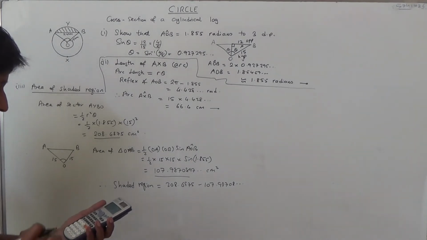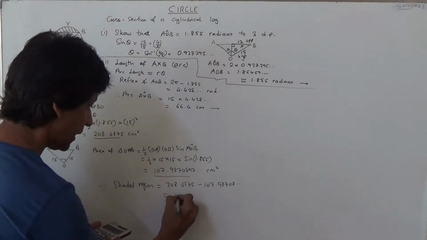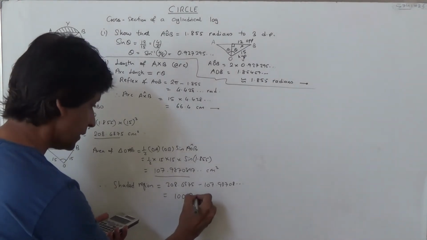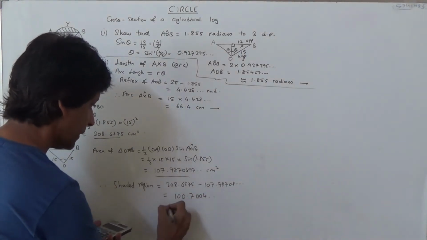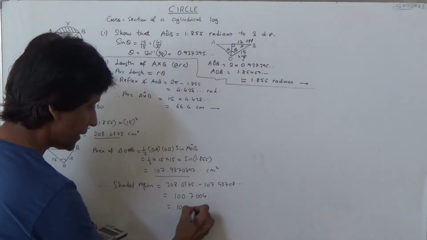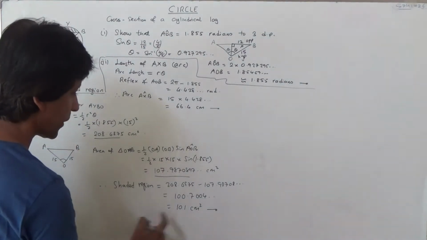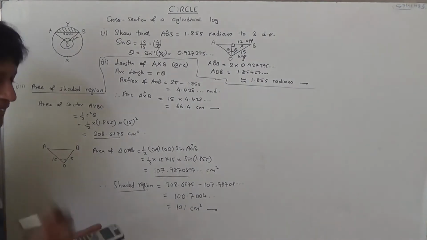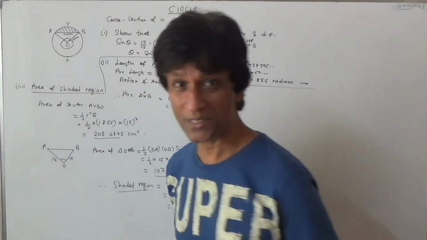208.6875, take away this, and we should be able to get 100.7004, etc. Therefore, that's approximately 101 centimeters square. This is the area of the shaded region. Okay, we're going to come to the second part of this question.